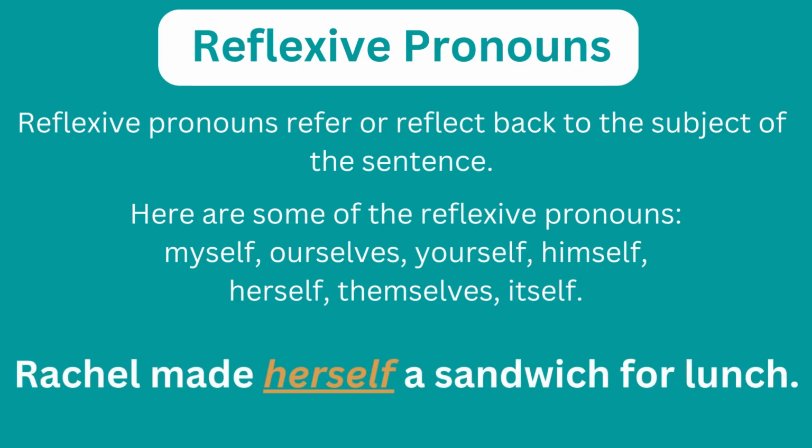Here is an example of a sentence using a reflexive pronoun. Rachel made herself a sandwich for lunch. Remember, a reflexive pronoun refers back to the subject of the sentence. In this sentence, herself refers back to Rachel. Rachel is the subject of the sentence. Reflexive pronouns can only be used after a noun or pronoun to which they refer.